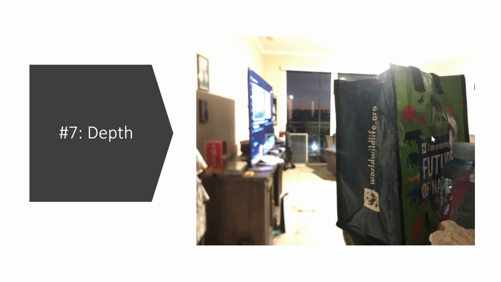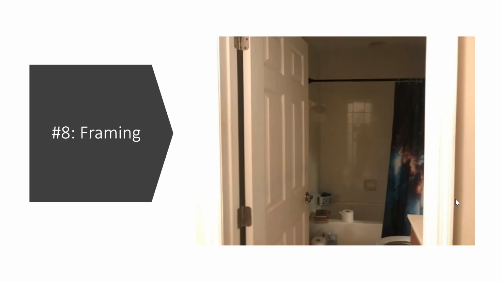Depth. So here in the foreground we have some stuff on the bar, and then in the background there's a TV and the living room. So the foreground and background give depth to the image, especially with the weird lighting and stuff.